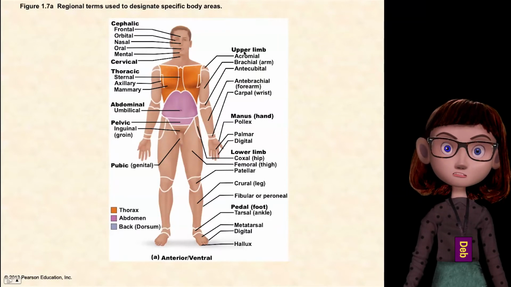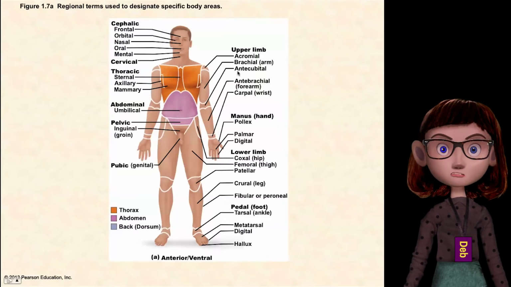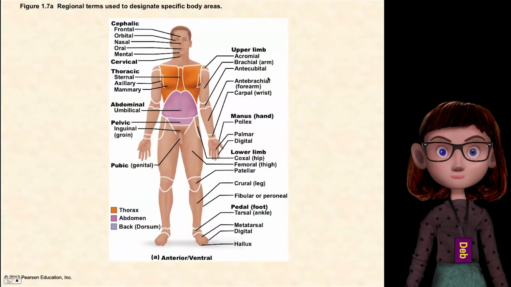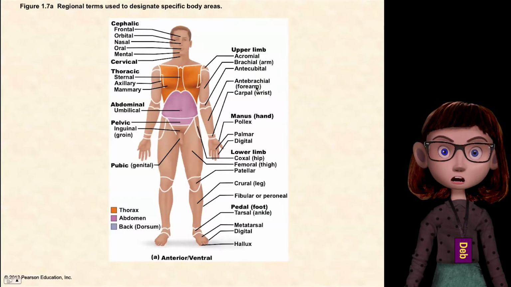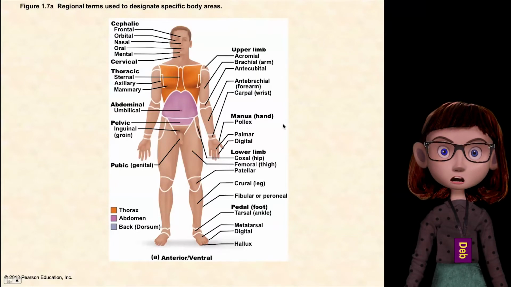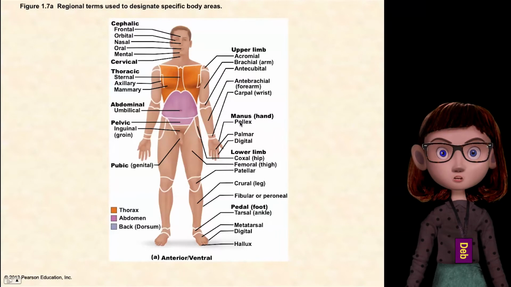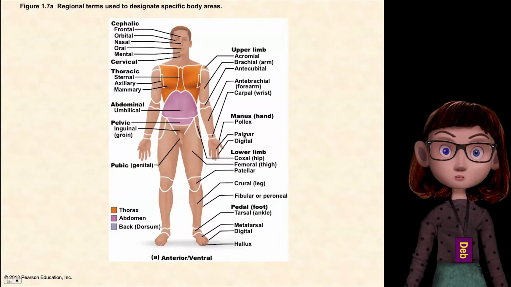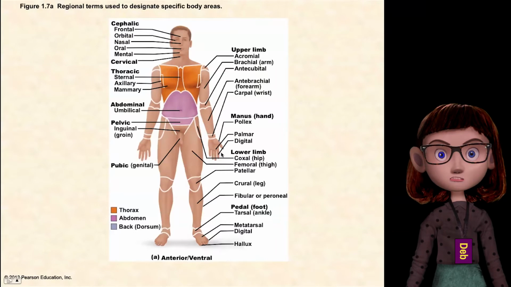Over on the other side, we have the list that includes the limbs. We have upper limb, which has several terms: acromial, brachial, and antecubital. Then we have antebrachial, meaning the forearm, the carpal, the wrist. Manus is referring to your hand, and there's a couple of different terms here: pollex by your thumb, palmar, and digital, meaning the fingers. Lower limb includes the coxal area or the hip area up here.